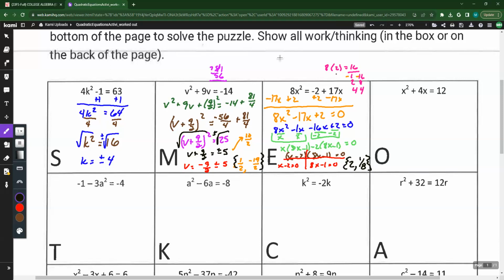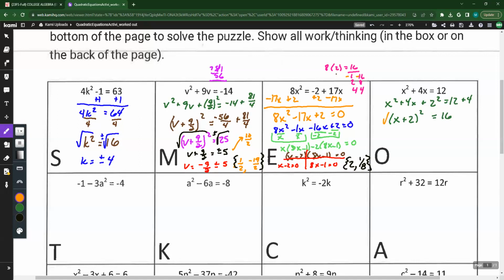And then this one, it's nice and quick. It's already set up for completing the square. This would be x squared plus 4x plus half of this squared. Half of 4 is 2, so 2 squared equals 4. It equals 12, and then what I added here, I have to add here, so plus 4. So this becomes x plus 2 squared equals 16.